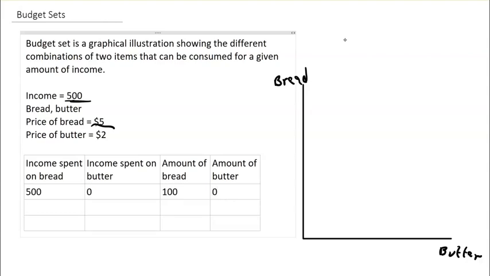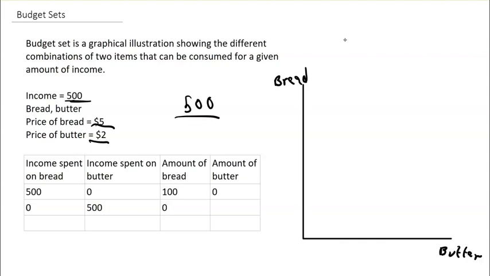Now I can do the same thing. I can buy 0 units of bread and spend all my income on butter. Then the amount of bread I get is 0, but each unit of butter is $2. So if I spend all 500 on butter, then divided by 2, I get 250. The amount of butter I get is 250.